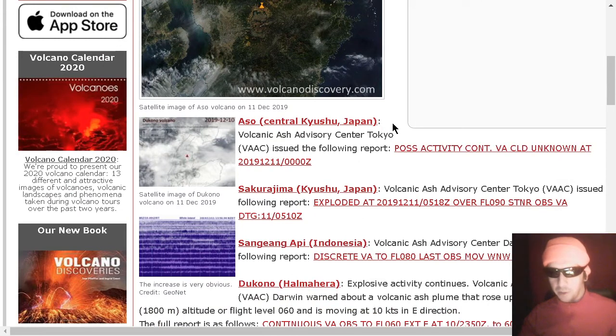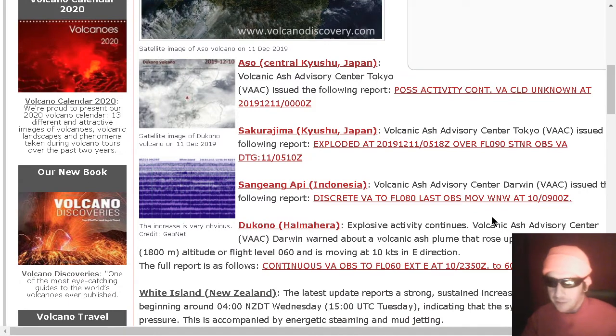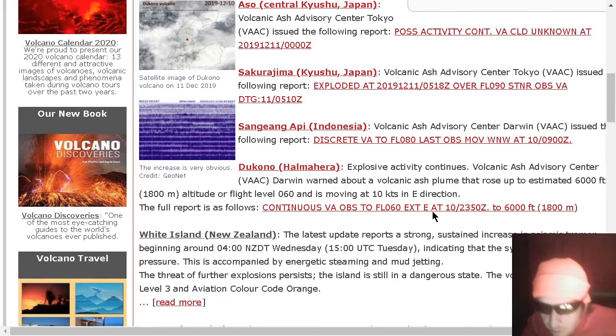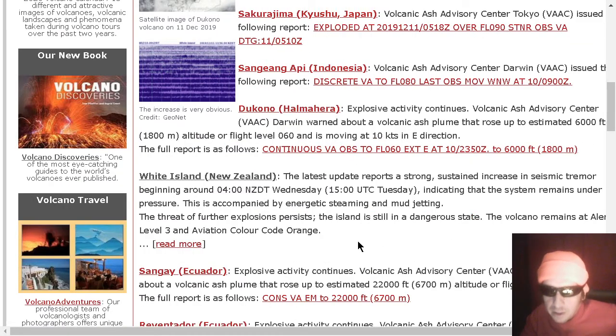Let's do the volcano rundown. And White Island's on the list now. First, let's start at Mount Aso. Probably erupting. Cloud unknown because satellite imagery is not visible. Sakurajima, flight level 9,000. Semeru, flight level 8,000. Tokono, flight level 6,000. White Island.